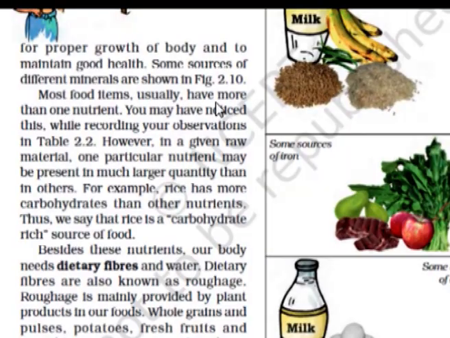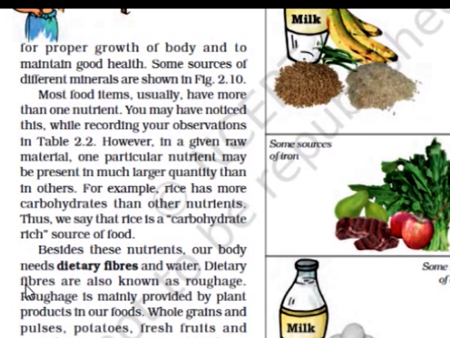Most food items usually have more than one nutrient. You may have noticed this while recording your observation in table 2.2. However, in a given raw material, one particular nutrient may be present in much larger quantity than in others. For example, rice has more carbohydrate than other nutrients. Thus, we say rice is a carbohydrate-rich source of food.